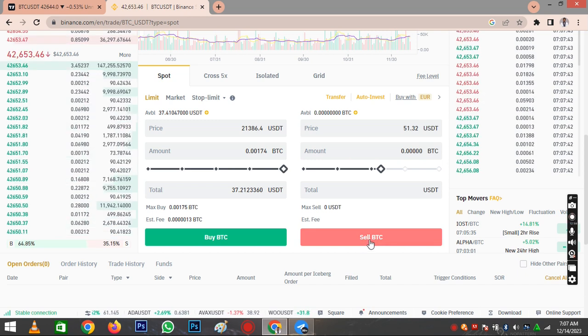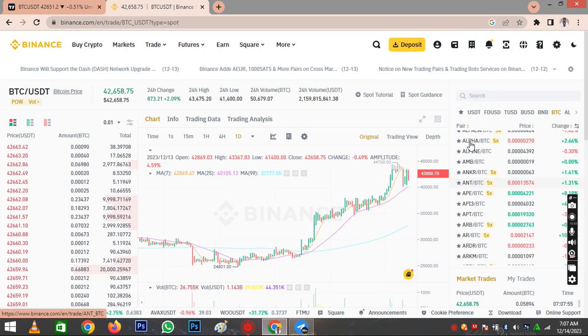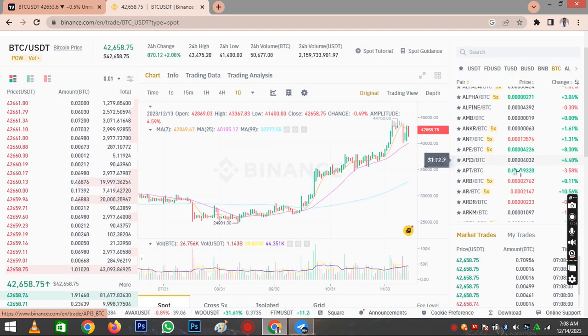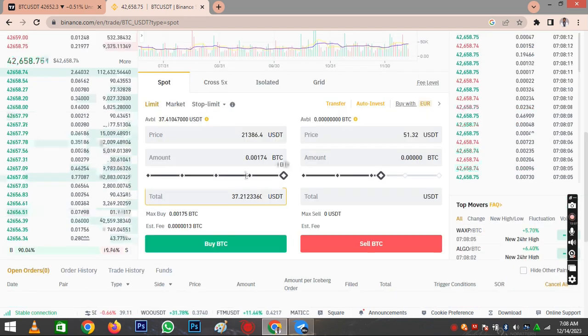And the same thing applies to every other coin. Any coin you want to buy, this is the same procedure you're going to use. Like I have explained this part for you guys, this is the order book, this is your chart, these are the coins that are available for you to buy, and this is where you do your buying and selling.